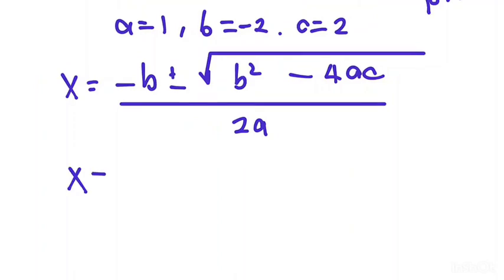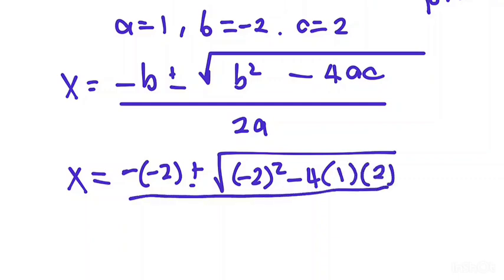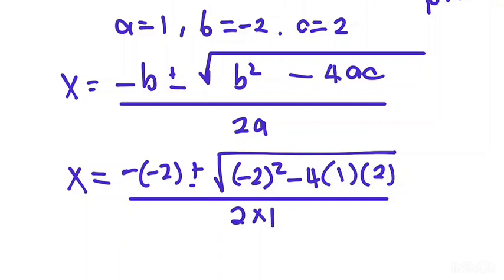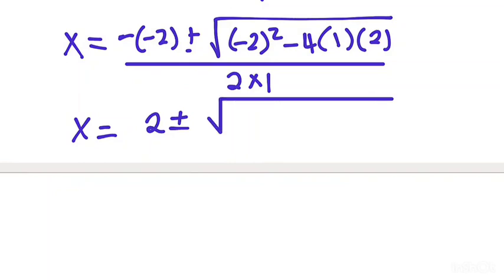So what is our a? We have x. What is our b? We have minus minus 2, then plus or minus the square root of b squared, which is minus 2 squared, minus 4 times a, which is 1, times c, which is 2, all divided by 2 times 1 because a is 1. So we have x equals 2 plus or minus the square root of 4 minus 8, all divided by 2.